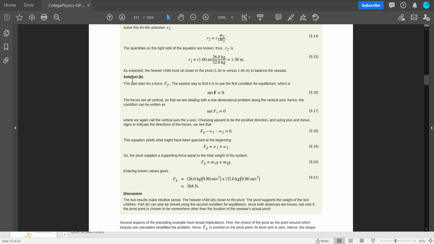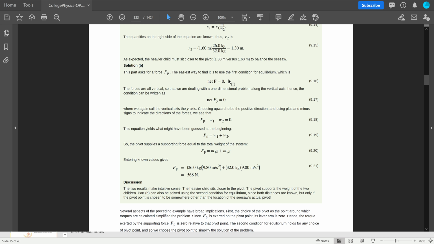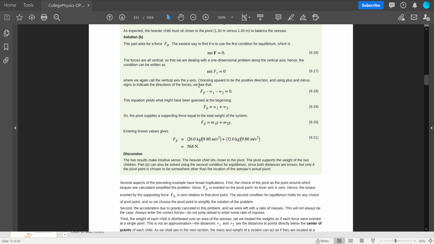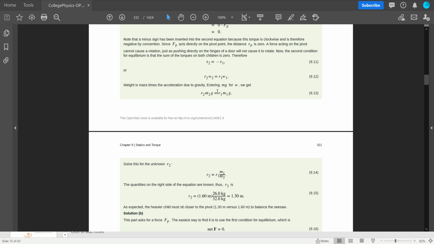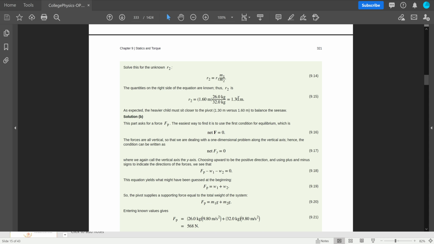So that brings us to part B, where we are going to find this FP. Well, we know that all forces are 0 because it is at equilibrium. So we know that Fy is 0, right? Fx is also 0, but we don't need it in this problem. All forces acting on that pivot point include the force of the pivot point. We also have to take into account the weights of the two children pointing downwards. We have W1 and W2 pointing downwards, and we have FP pointing upwards.